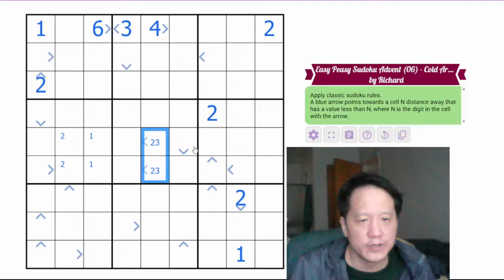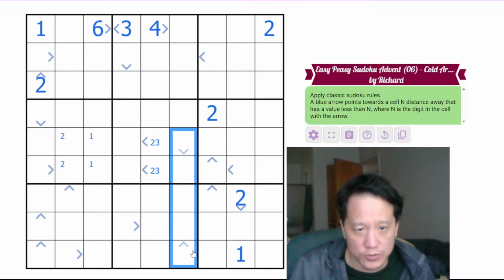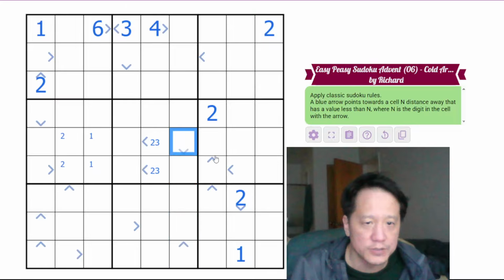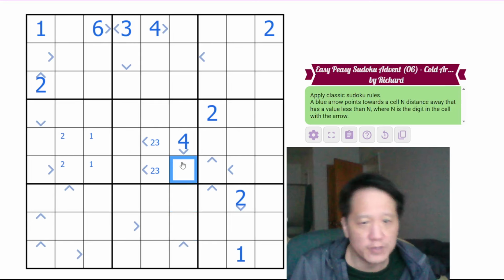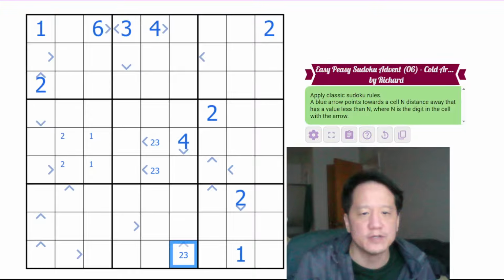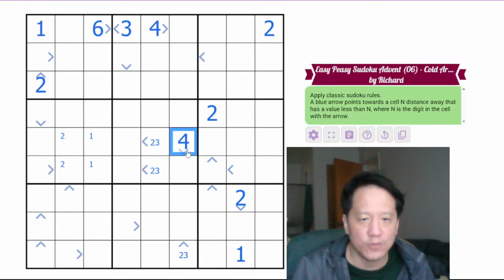2, 3 away. This digit cannot be 2 or 3 away, and it can't be 1 away, so this has to be 4. So this is 4, which means this digit is 2 or 3. If we had 2 here, that would force this to be 1, which is valid. If this is 3 here, that would force this to be 1, which is also valid. So either this is 2 or 3, because it's less than 4, which means one of these is 1. We don't know which.